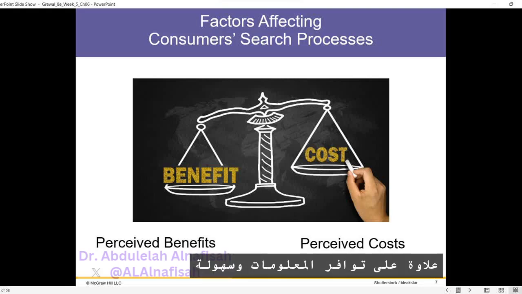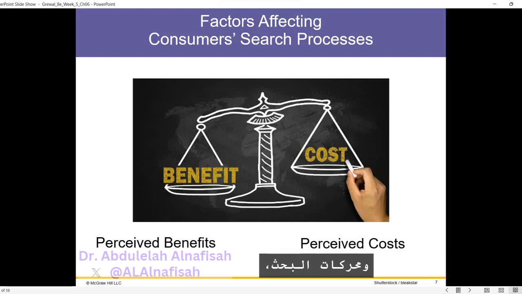Furthermore, the availability of information and the ease of accessing it also play a role. With the proliferation of online resources and search engines, consumers can quickly and easily access a wide range of information, reducing the perceived costs associated with the search process.